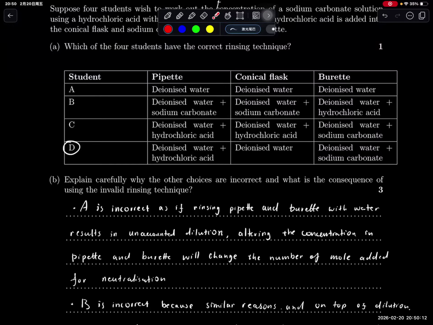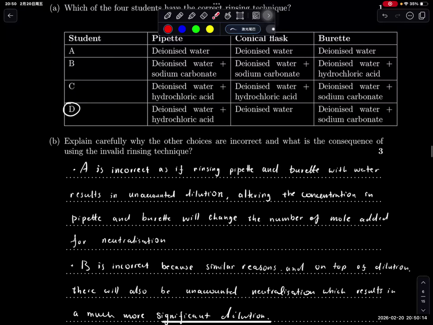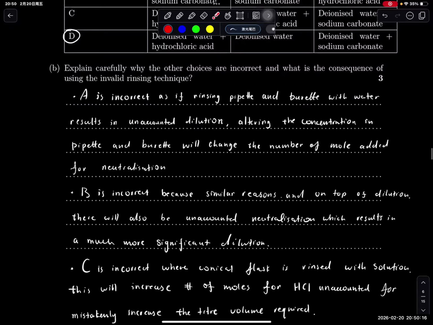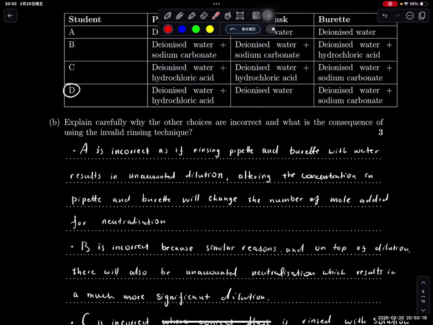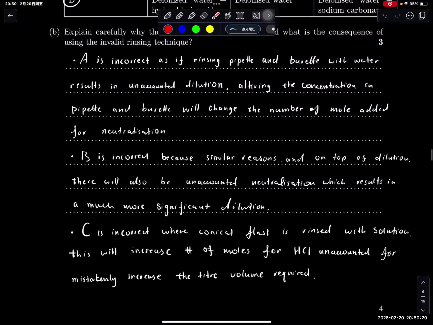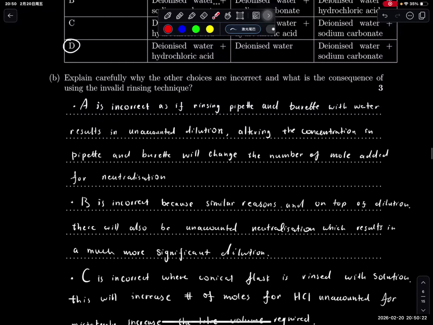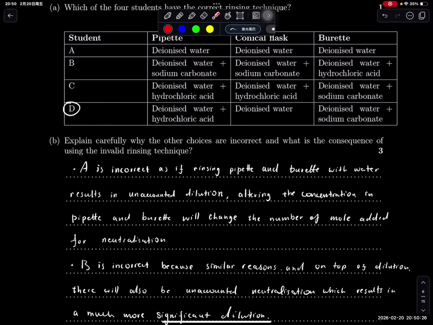Okay, and for question B, we just need to explain why A, B, C is wrong, and then what happens if I do this, right? So just carefully use a dot point to explain it. So A is incorrect as rinsing the burette and the pipette with water would result in unaccounted dilution, right? We diluted the solution over titrating, so it's bad.